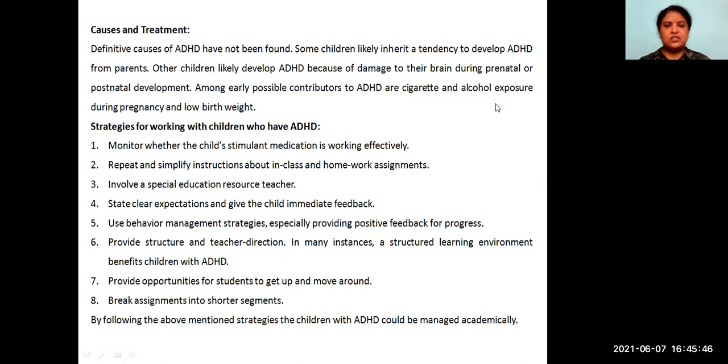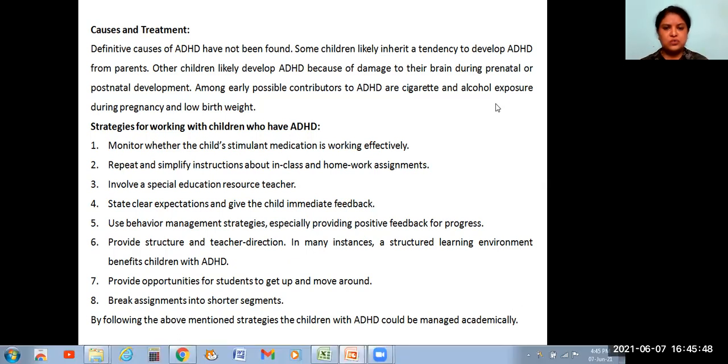You need to monitor whether the child's stimulant medication is working effectively. Then repeat and simplify instructions about in-class and homework assignments. Involve a special education resource teacher. State clear expectations and give the child immediate feedback. Use behavior management strategies, especially providing positive feedback for progress. Provide structure and teacher direction.